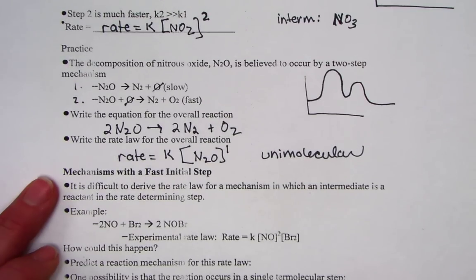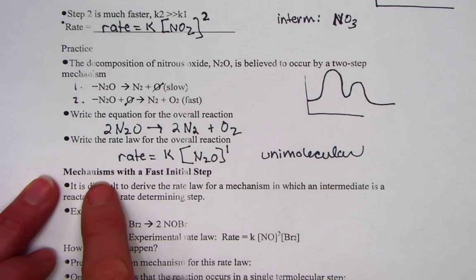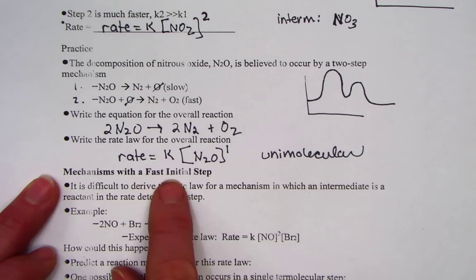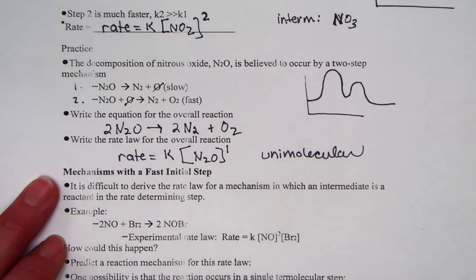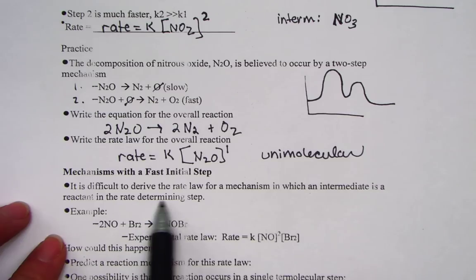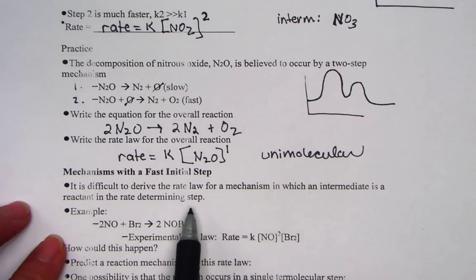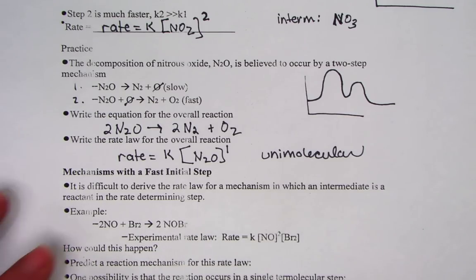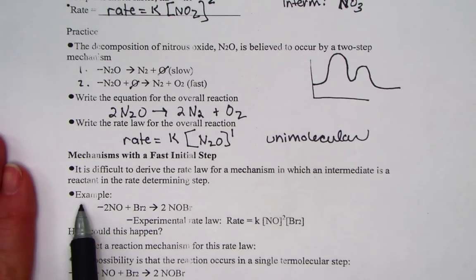Suppose now, in a second example here, we have a mechanism with a fast initial step. In other words, the slow step comes later on in a multi-step process. It's very difficult to derive the rate law for a mechanism in which an intermediate reactant is in the rate determining step. We are not allowed to put intermediates into an overall observed rate law. We have to express intermediates in terms of reactants only. Let me model with this example.